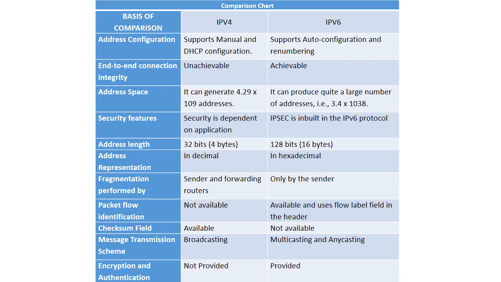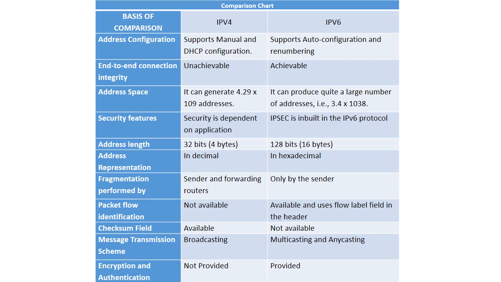Then there is fragmentation, how the packet is identified, whether the checksum field is available or not, and message transmission, how the message is transmitted. For encryption, IPv6 has an additional feature. In the case of IPv6, there is authentication if extra security is enabled, but in IPv4 it is less. And for end-to-end integrity, one is unachievable and the other is achievable.